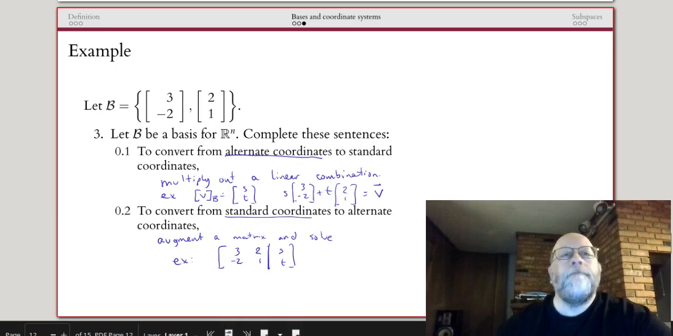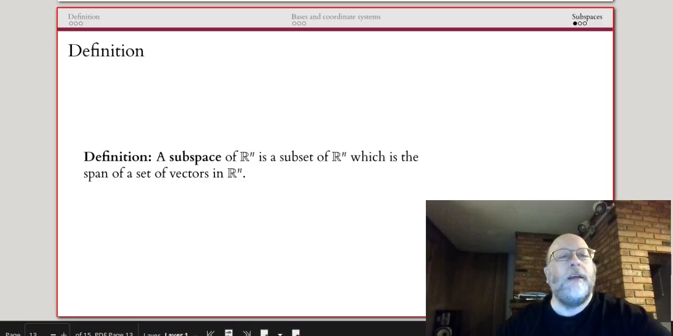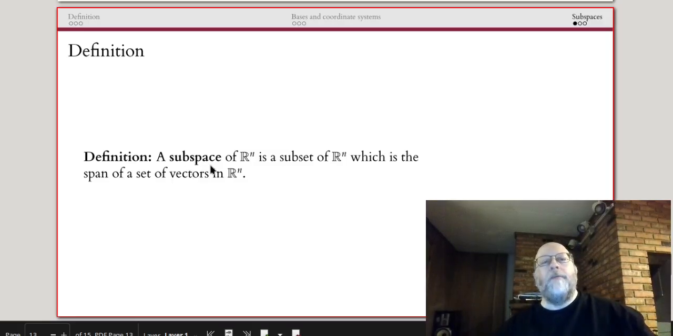Okay, let's move on. This is going to be short, I think. A subspace of Rn is any subset that is a span of a set of vectors. So a basis has to be both a spanning set and a linearly independent set. For a subspace, we just need a span. We do not need the set to be linearly independent.